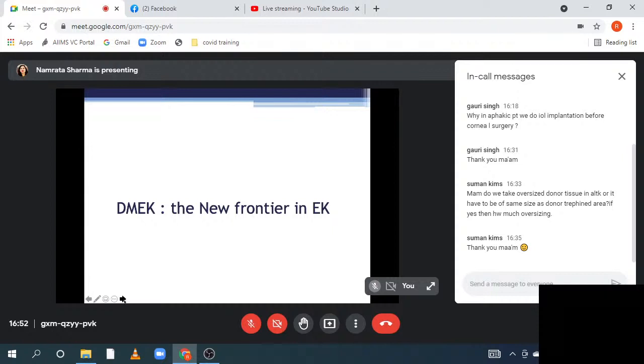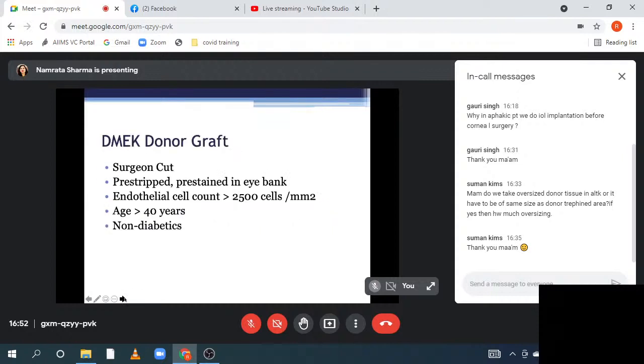I come to the next new frontier, in fact, in endothelial keratoplasty, and that is DMEK, which is the most physiological graft because you are replacing a diseased Descemet's membrane with a healthy Descemet's membrane. Again, this can be surgeon cut or it can be pre-stripped, pre-stained in the eye bank. The endothelial cell count has to be high, but the important thing is that the donor age has to be more than 40 years, because if you have less than 40 years, then the scrolls are very tight and they don't open up.